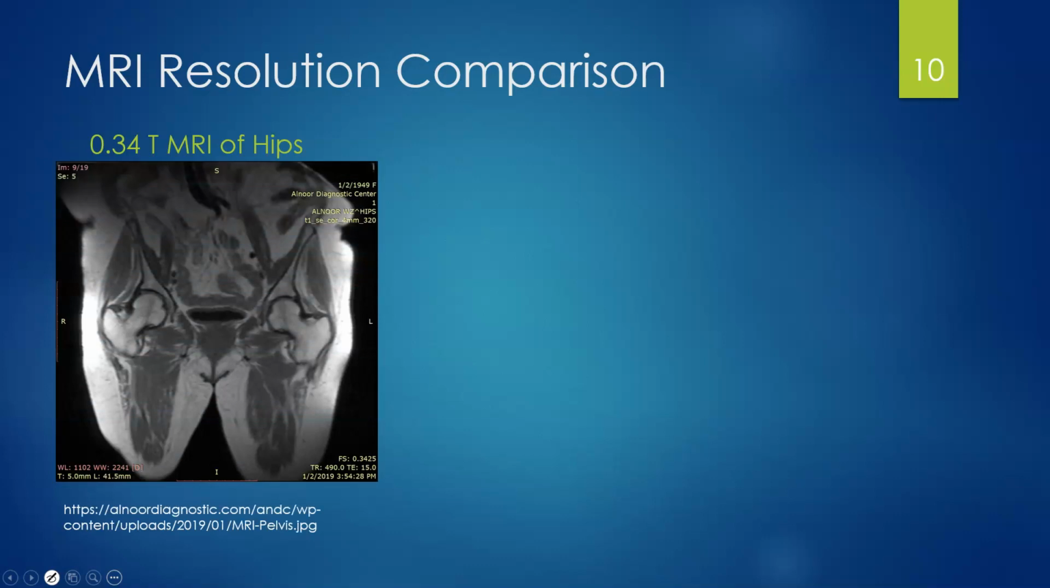So this came in at 0.34 Teslas. We still can see pretty good detail. We can make an outline out of things like our femoral head and the femoral neck. So we can still see that quite nicely, but on a neuroimaging level, it's not really quite enough.